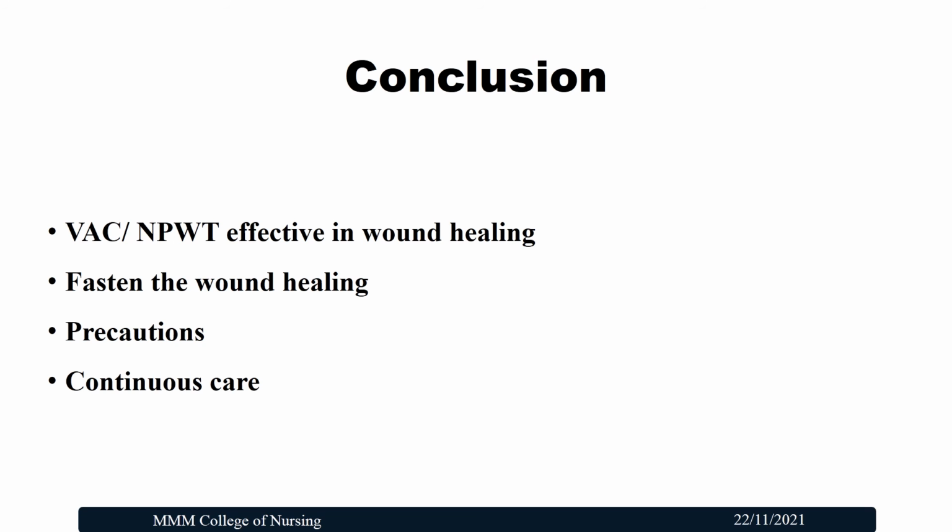In this video, we have learned about vacuum assisted closure or negative pressure wound therapy. It is highly effective in the process of wound healing, and it also speeds up wound healing. And there are certain precautions we have to remember. When we apply it over the wound, it should not have any exposed organs, blood vessels or nerves, because it will lead to a higher level of complications. And also the patient needs continuous care throughout the therapy. By that we can achieve complete and effective wound healing.